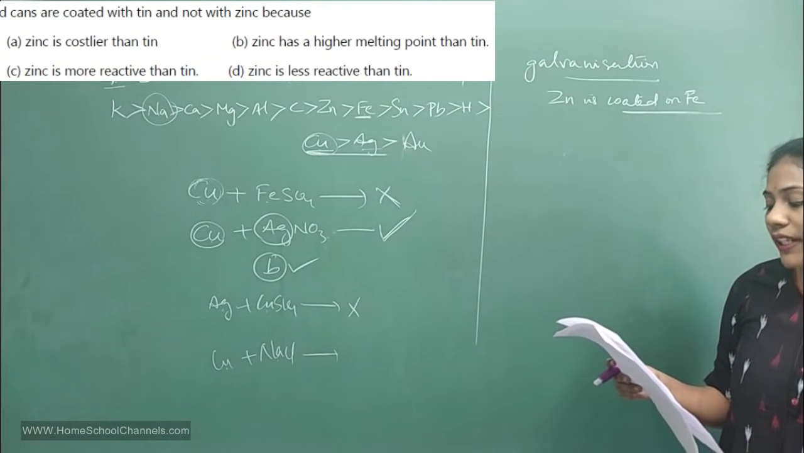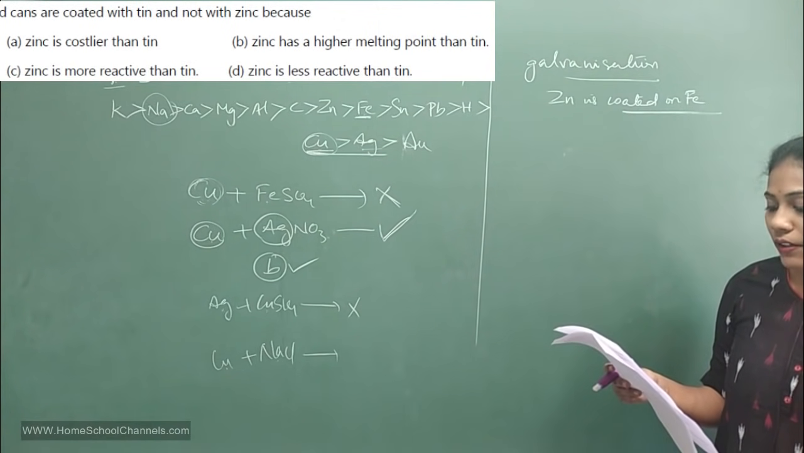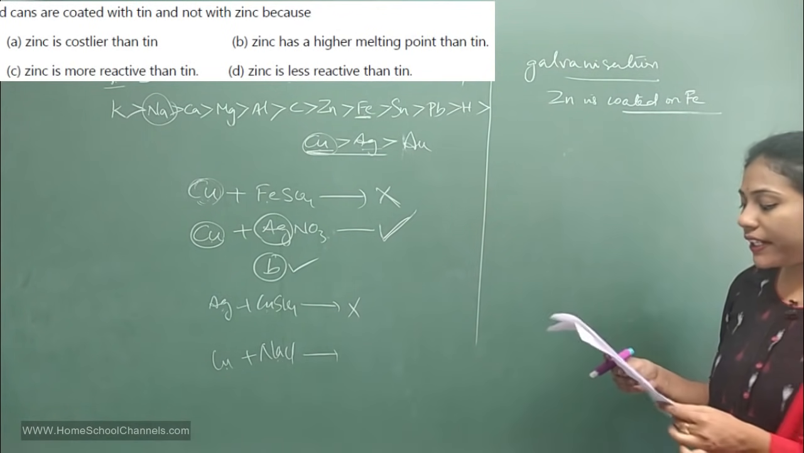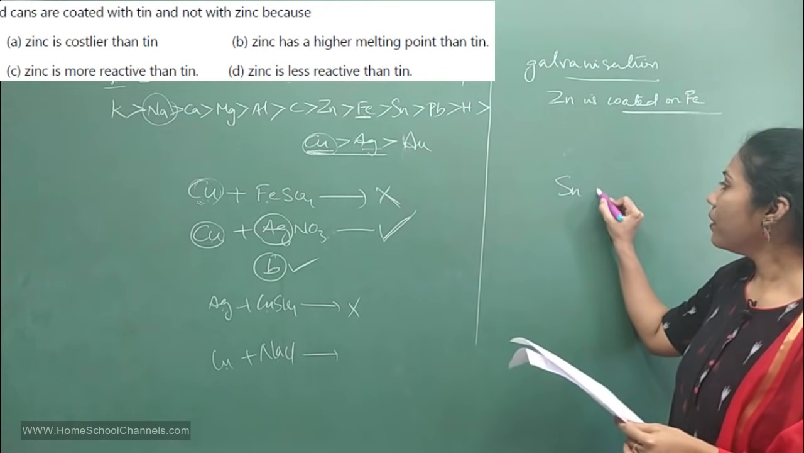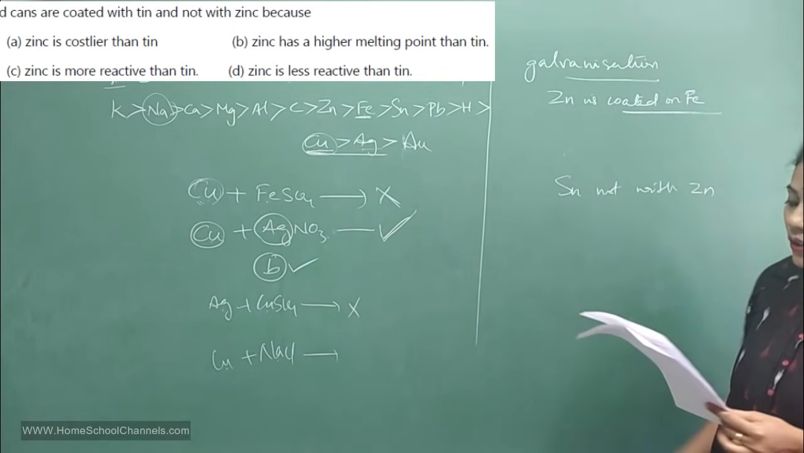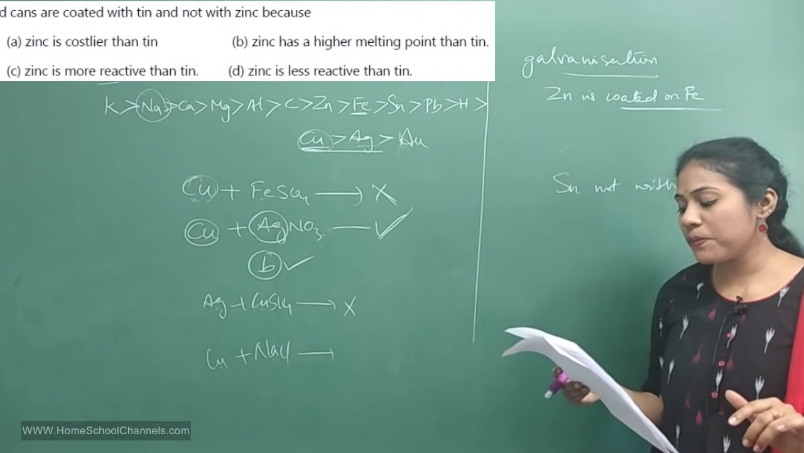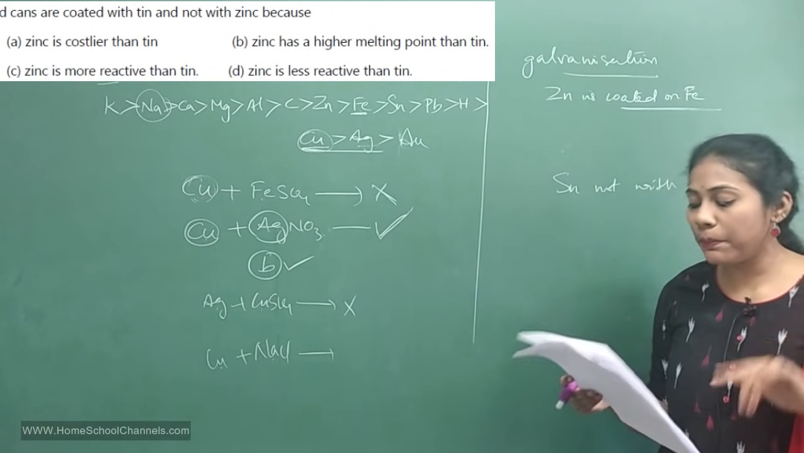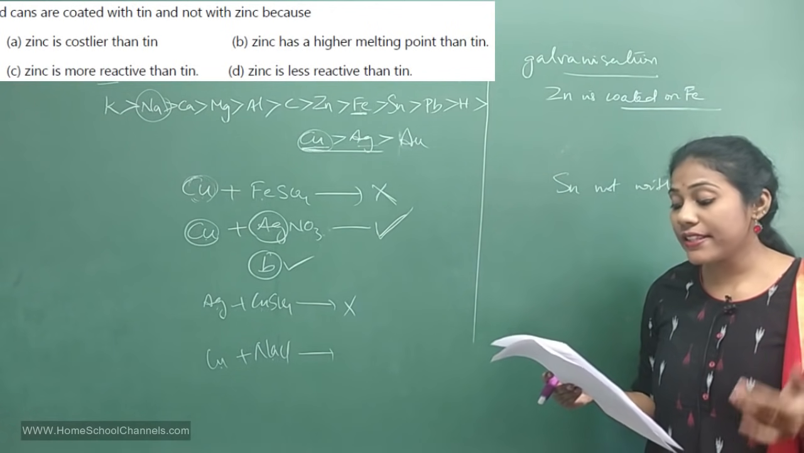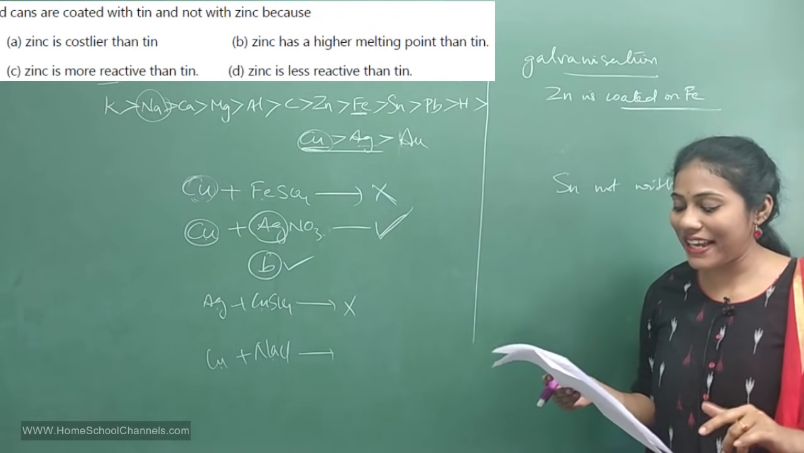Food cans are coated with tin and not with zinc, because there are food cans which are coated with tin. Okay, not with zinc. Why are they asking? Option A, zinc is costlier than tin. Second option, zinc has a higher melting point than tin. C, zinc is more reactive than tin. And D, zinc is less reactive than tin.